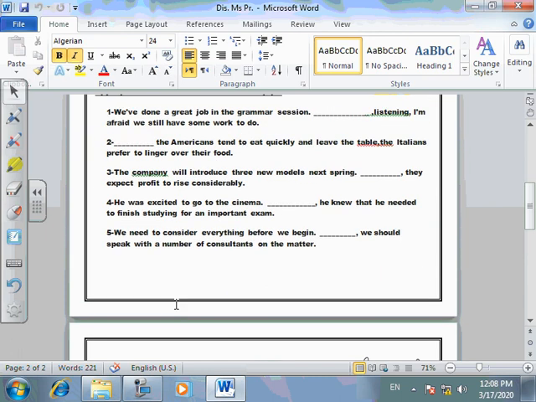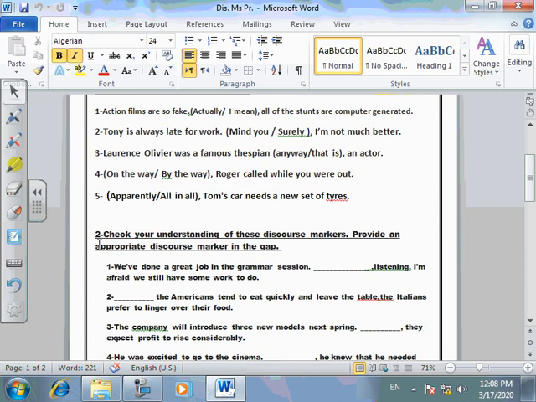Okay, let's move back to exercise number 2. Check your understanding of these discourse markers. Provide an appropriate discourse marker in the gap. Now, have you understood the meaning of discourse markers? They are like what? Linking words which show different functions, as I told you.